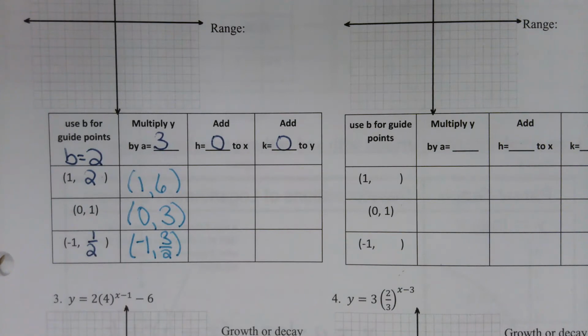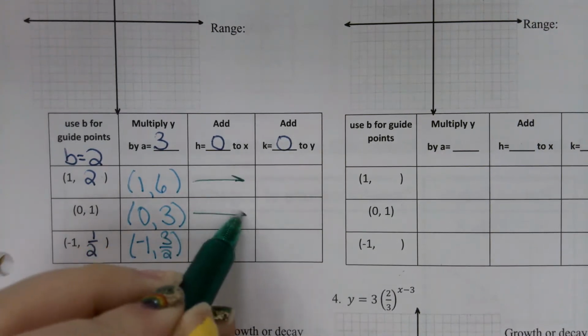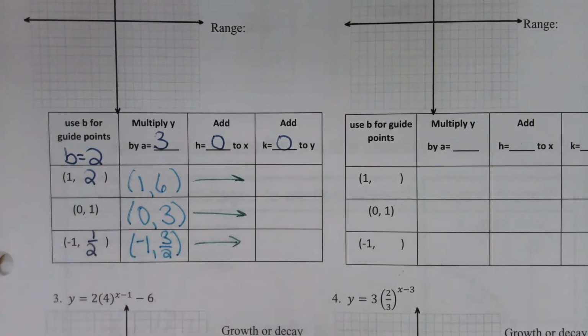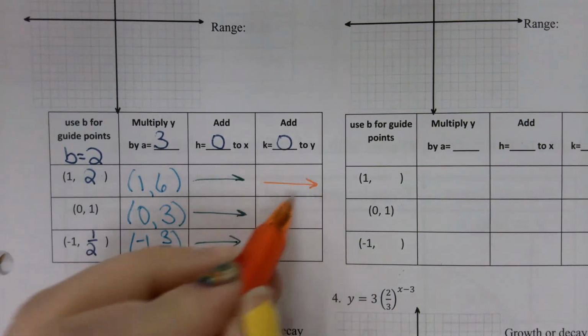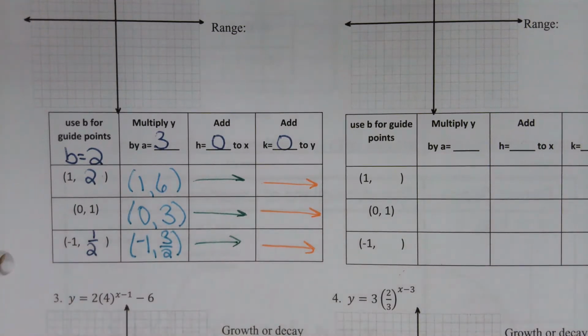And then h and k. H, since it's a horizontal translation, we would only apply it to the x value, and k is a vertical translation, so we only apply it to the y value. Since both h and k are 0, we don't need to add anything to the x value, and we don't need to add anything to our y value as well. So I just draw arrows to indicate that it kind of zooms past that step.